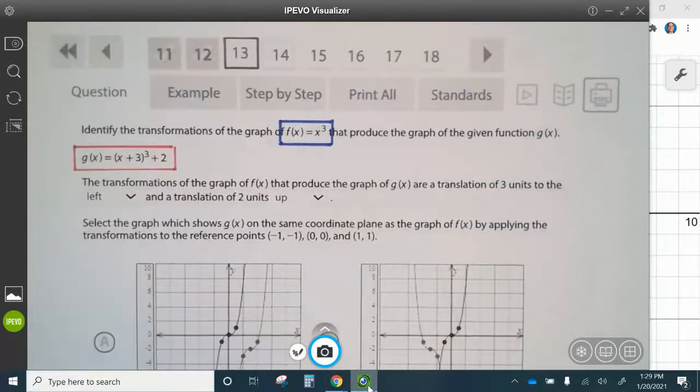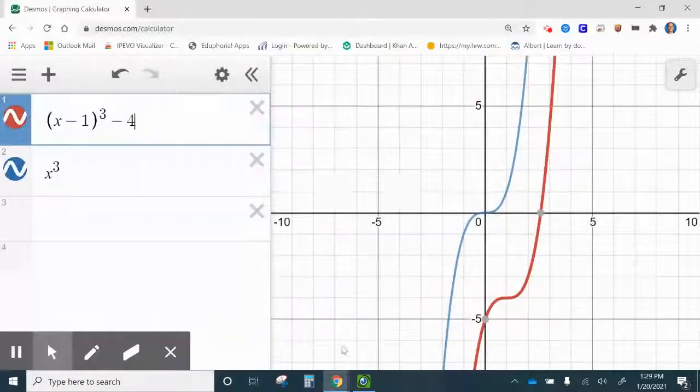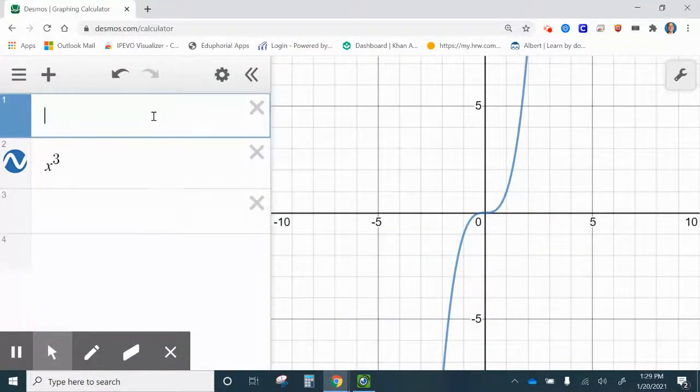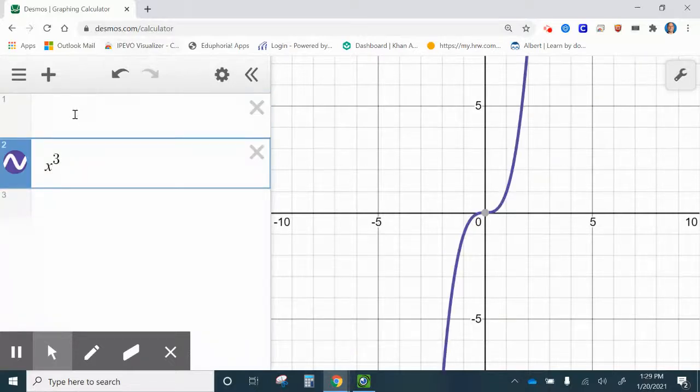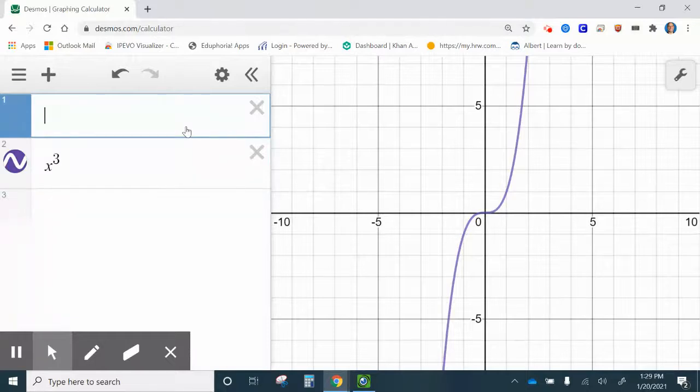Question 13. Identify the transformation of the graph of f of x equals x cubed that produces the graph of the given function g of x. Okay, so let's go ahead and graph g of x into Desmos. So, keep the x cubed. All right.